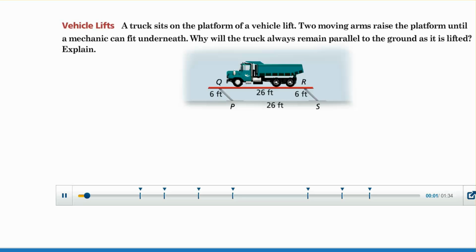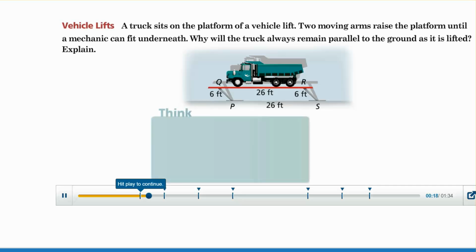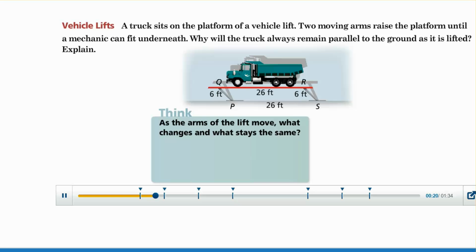In this problem, you will identify parallelograms. A truck sits on the platform of a vehicle lift. Two moving arms raise the platform until a mechanic can fit underneath. Why will the truck always remain parallel to the ground as it is lifted? Explain. As the arms of the lift move, what changes and what stays the same?